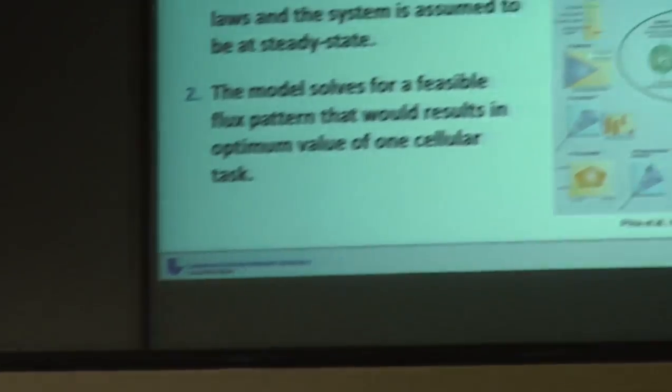Once we put all of these constraints, we can just use linear programming, which is very close to linear algebra, to come up with a feasible flux pattern. Here, I emphasize feasible because it will be one of the various solutions that you might get. We will get a feasible flux pattern resulting in the optimum value of our objective, which was growth.